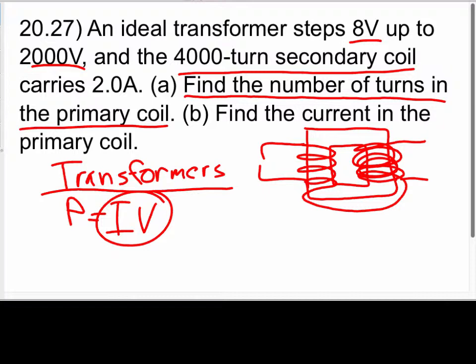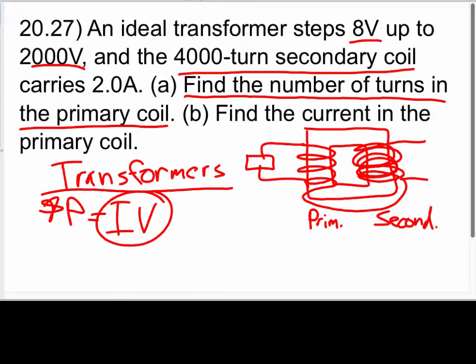okay? And so normally if this was our power source here, this would be called the primary, and then this would be called the secondary coil. And we could step up or step down based on the number of loops on which side, okay? And so when they say they step up from 8 volts to 2,000 volts, what does that tell us about the current? It goes down. Yeah, so the current will go down. The power would be the same no matter what based on this relationship.